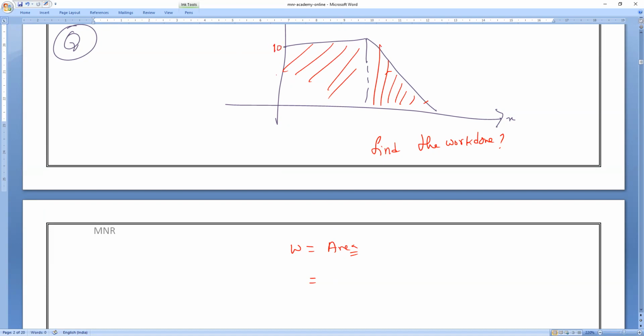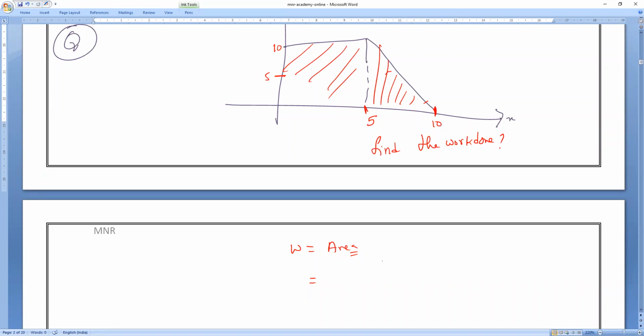So how much is the area of the rectangle? The graph values I have not mentioned. This is 10 and the midpoint is 5. Here it is 5 and here it is 10. Is it okay, guys? Everybody clear? Please respond.